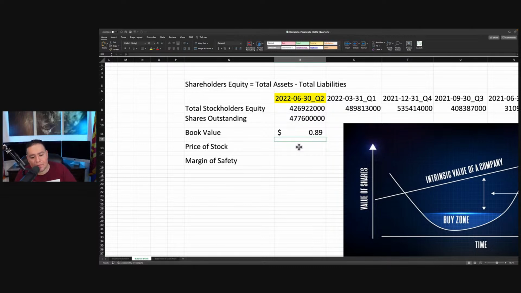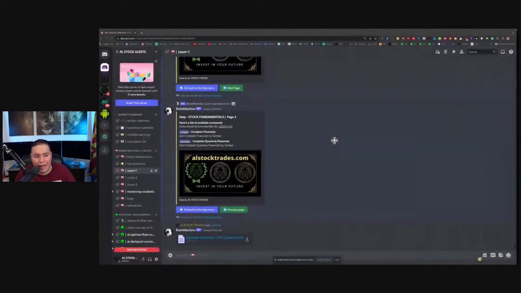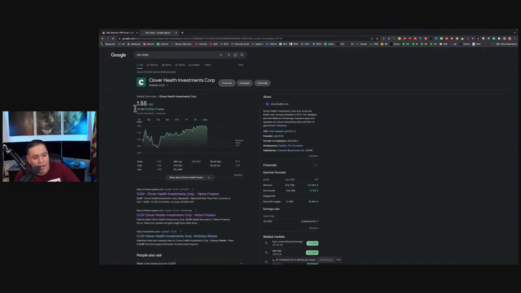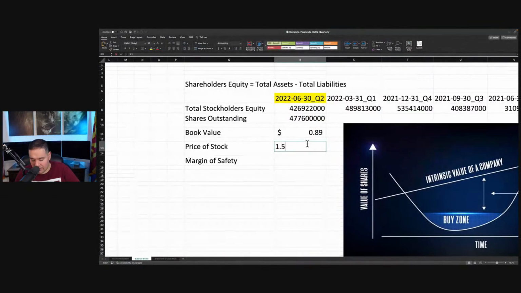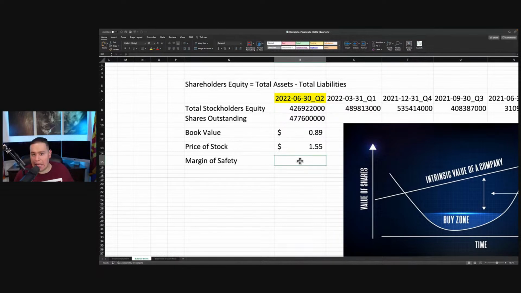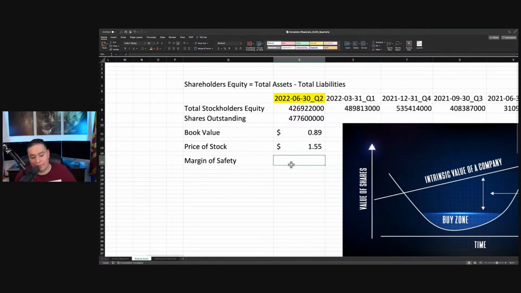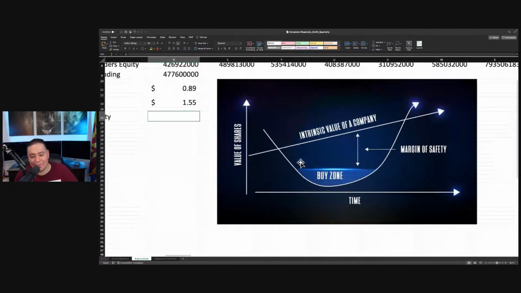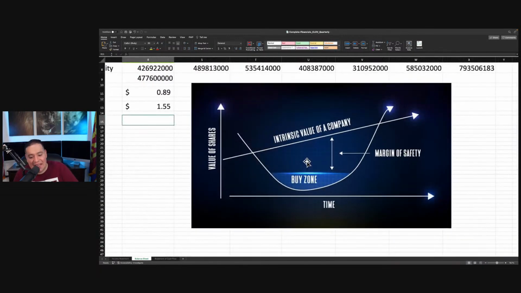Okay. Then you want to look at the price of the stock. So let's go back and do a quick little Google search. And it's worth $1.55. So then you go here, $1.55. And now, where would we calculate the margin of safety? So the margin of safety, before we calculate it, let's move on to this little graph I have for you. The margin of safety, you remember when we did our intrinsic value calculation?